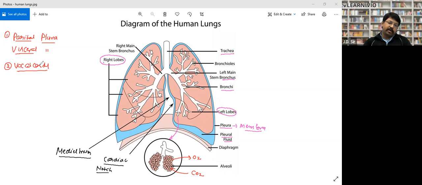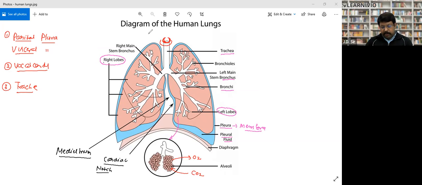Third heading is trachea. As I have told you, they are made up of cartilage rings, and the cartilage rings are not complete, they are incomplete. They are not connected at the back side. So these kinds of rings make the trachea, right?